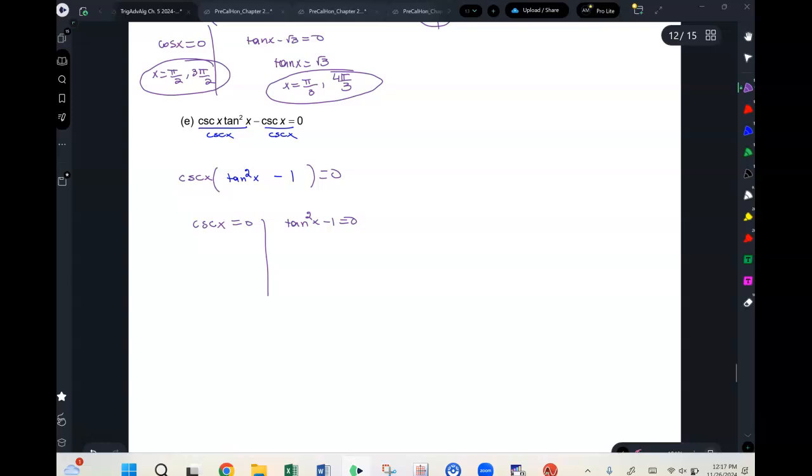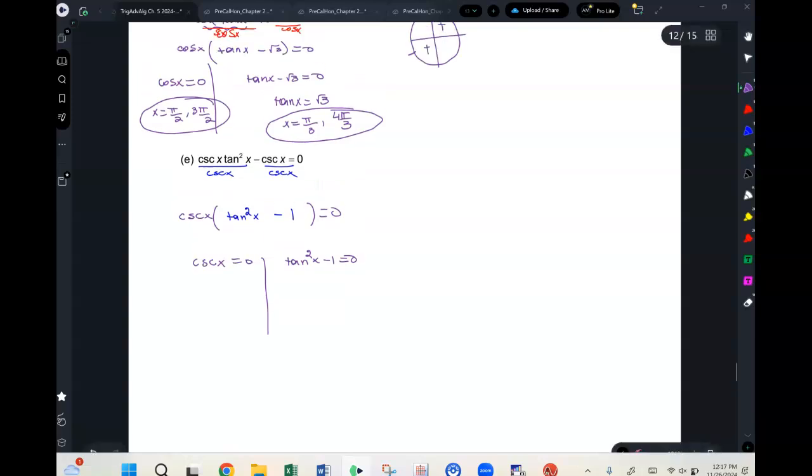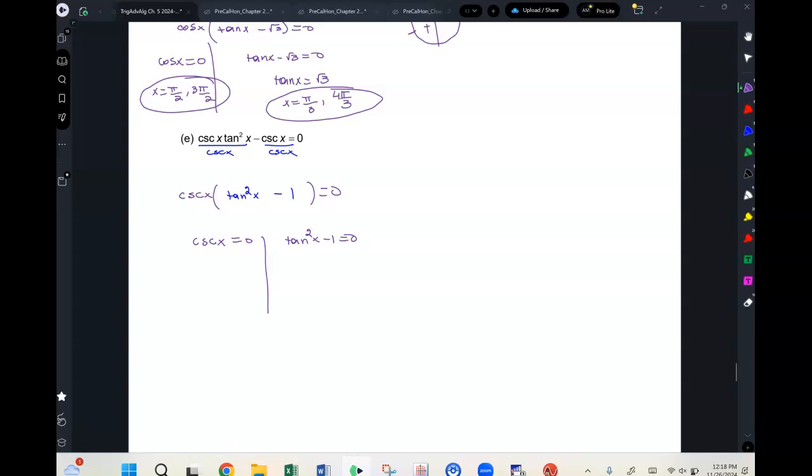Okay, where is cosecant equal to 0? What's cosecant like? It's 1 over sine. So where would it be 0? Where is cosecant equal to 0? Actually, cosecant is not 0. I've written this down. Let's just cross that one out.